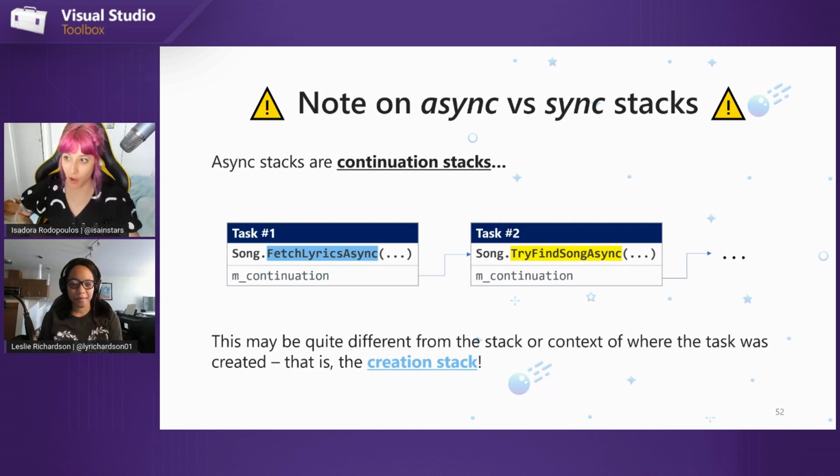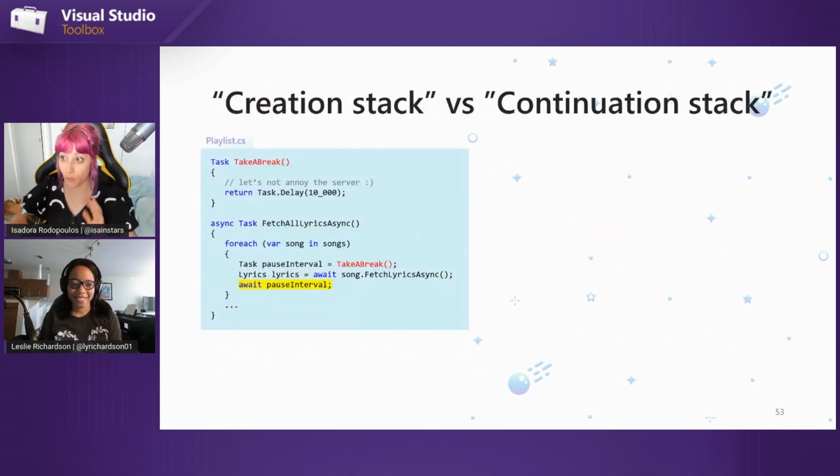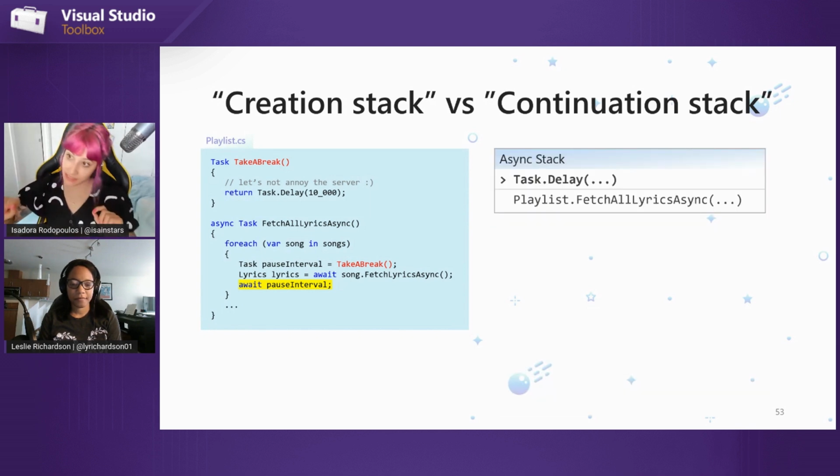So I have an example to help us understand why it can be particularly tricky. Let's say I have the same example with a playlist, and for each of the songs, I'm getting the lyrics, but I'm trying not to throttle and make the server angry with me. So each time I get a song, I'm taking a break and waiting for 10 seconds. I have this TakeABreak method, and I'm just awaiting that task. If you look at the async stack, you see that we have a Task.Delay, because I'm obviously delaying somewhere.